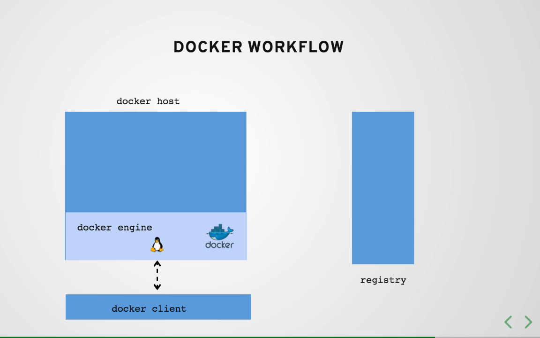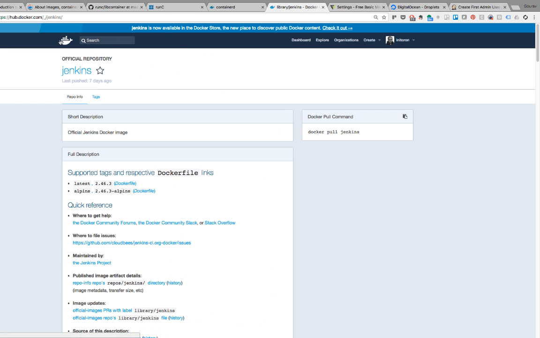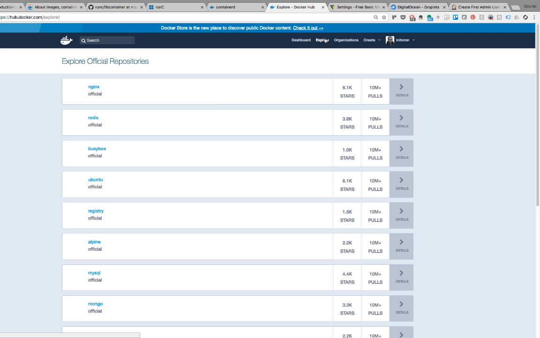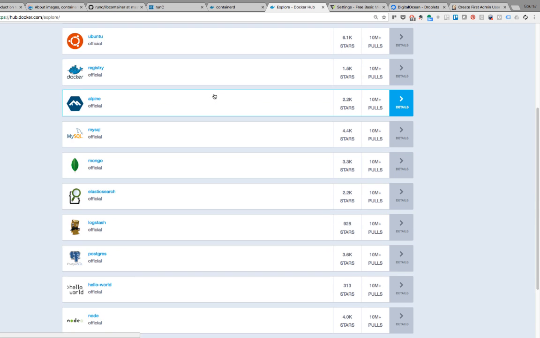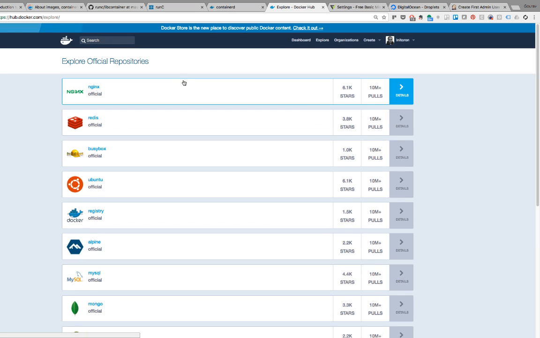We've looked at the registry, which is Docker Hub right here, and this contains repositories of images of different applications or different types, right? And that's what we were exploring. So these are all the applications or different types of images which are available on the registry. This is a public registry called Docker Hub.